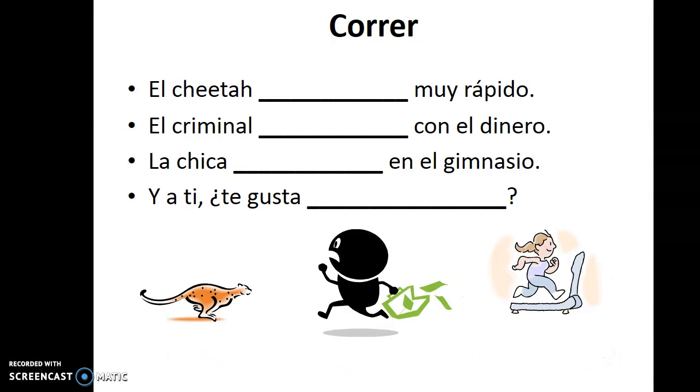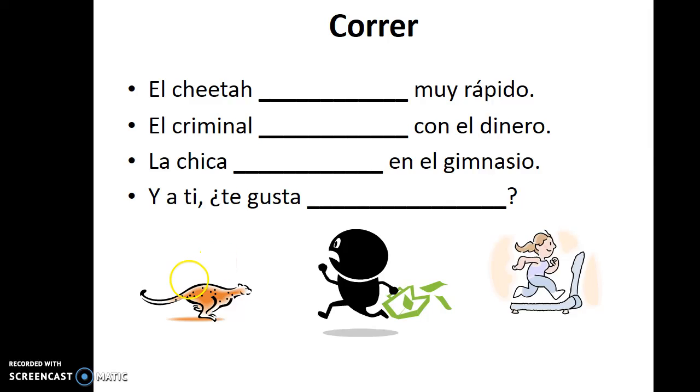We'll try that with a couple other ones. So with the verb correr, correr is to run. We have el chita muy rápido. Alright, we can tell by the el, it's a singular noun. So our verb is just going to end with the vowel. El chita corre. Corre muy rápido.